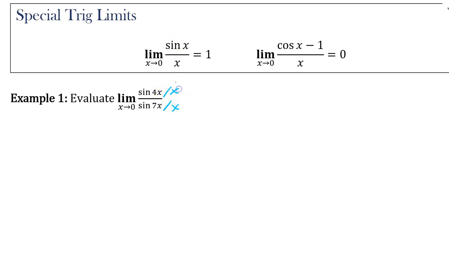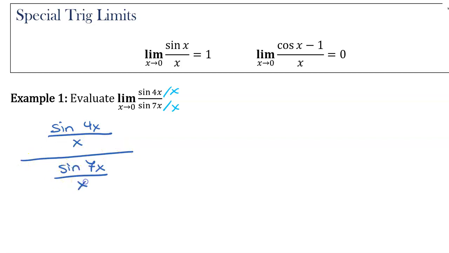Okay? And I can do that. You can do anything you want to any equation as long as you do it to everything. So we would get sine 4x over x over sine 7x over x. And I'm just going to keep that limit to the side for a minute so that I can just focus on this. But this does not work yet because I have sine 4x and x. I need sine 4x over 4x.